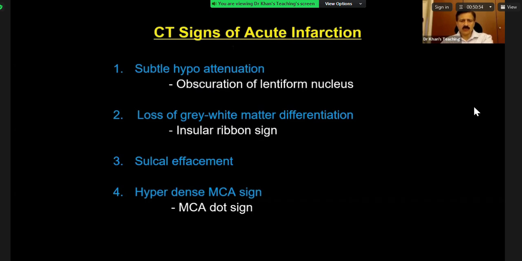Now, signs of acute infarction: subtle hypodensity, obscuration of lentiform nucleus. This is one which we saw in the last case. Then loss of gray-white matter differentiation, insular ribbon sign. Sulcal effacement can be there. Hypodense MCA sign or MCA dot sign can be there.